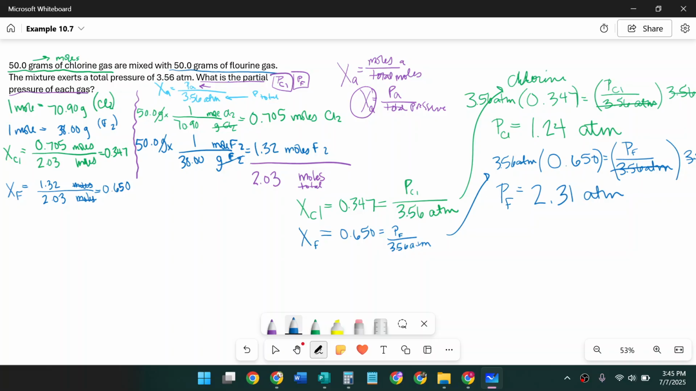When you're not sure what to do, just start labeling things. Label what you have, label what you need, and start writing equations or formulas that include those things until you figure out which ones are the right ones to use.